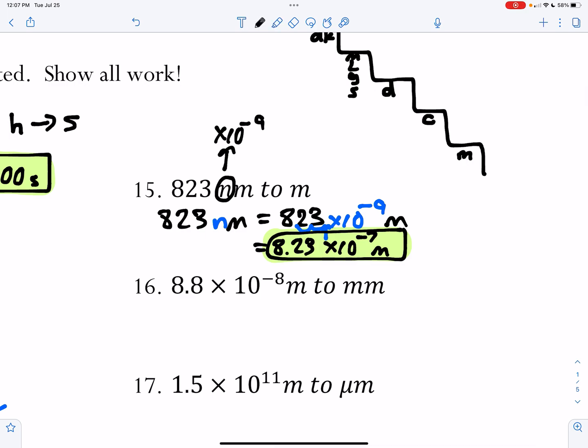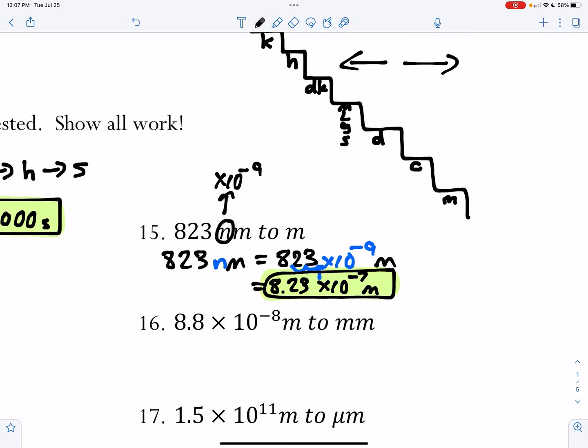Okay. Now, number 16 is interesting because we can take the stairs and go from meters to millimeters, right? But then you have to just kind of convert and rewrite the exponent in proper scientific notation. So meters is there, millimeters is down here. So you would go 1, 2, 3 to the right, which means I would move the decimal 1, 2, 3 to the right. And I get 8,800 times 10 to the negative 8 millimeters.